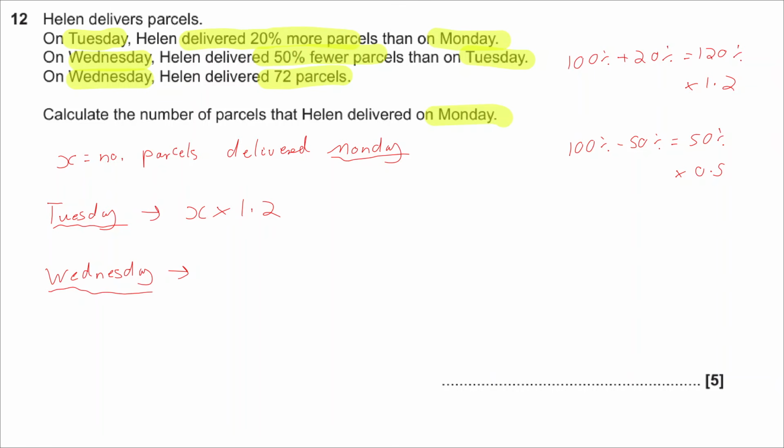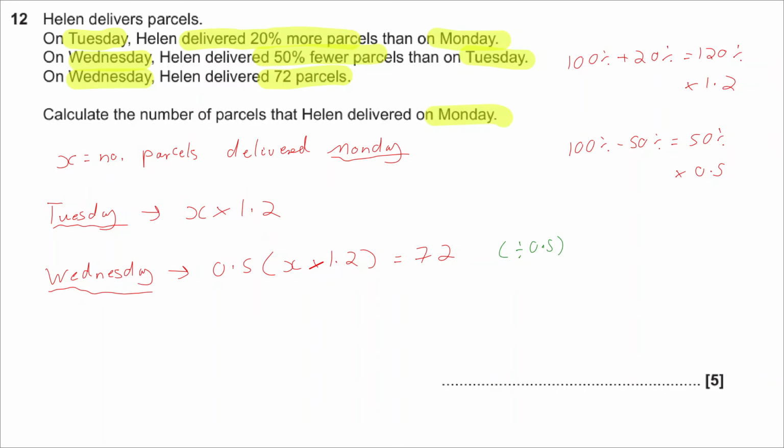So you've got to do 0.5 as a 50% reduction of the whole of Tuesday, which is x times 1.2. And you know that on Wednesday, she delivered 72 parcels. So you can put this equal to 72. And this is an equation that you can now solve. So you've got 0.5 timesing all of this here. To get rid of that 0.5, you can divide both sides by 0.5 to cancel out this one here.